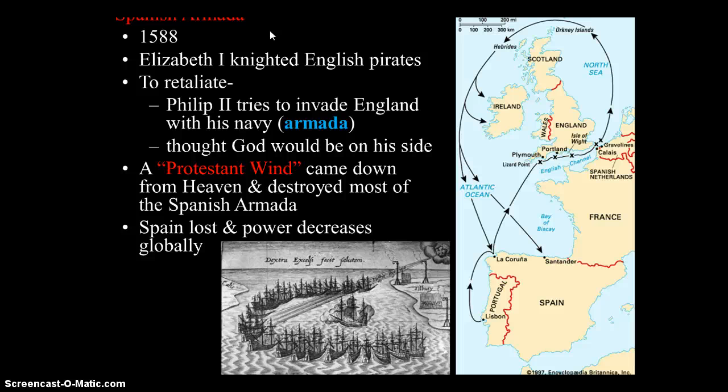So Elizabeth rounds up the pirates, brings them into court, tells them to kneel before her, and she knights them for service to the English monarchy. And Philip's all like, are you freaking kidding me? Because first of all, he feels rejected, and then she does that. So he sends his armada, which is the Spanish word for navy, to go and invade England.